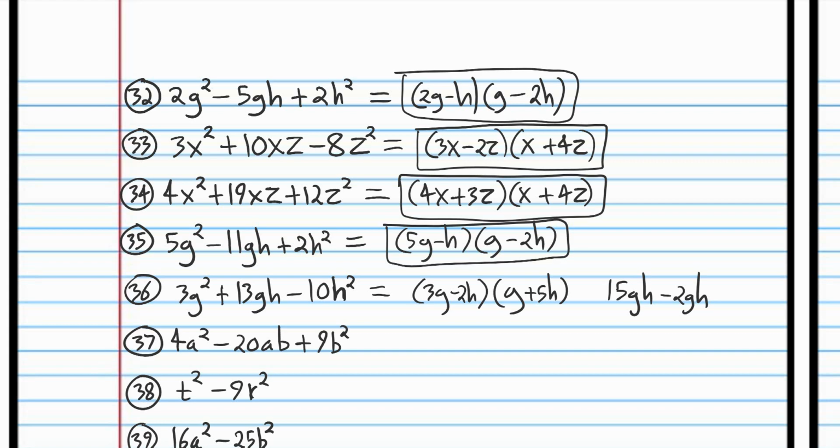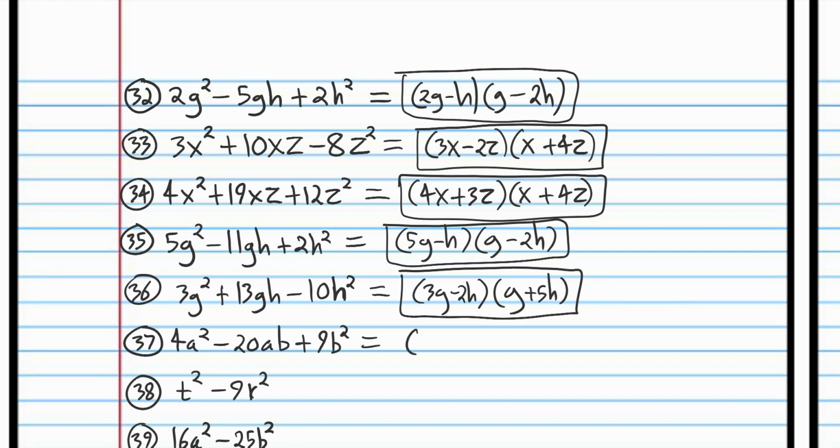Now, please understand, if you got negative 13gh, that's okay. All you have to do is switch these signs. Make this one positive and this one negative. So again, if you get the right number but the wrong sign, just switch the signs. All right, why don't you try number 37, and when you come back, we'll do it together.